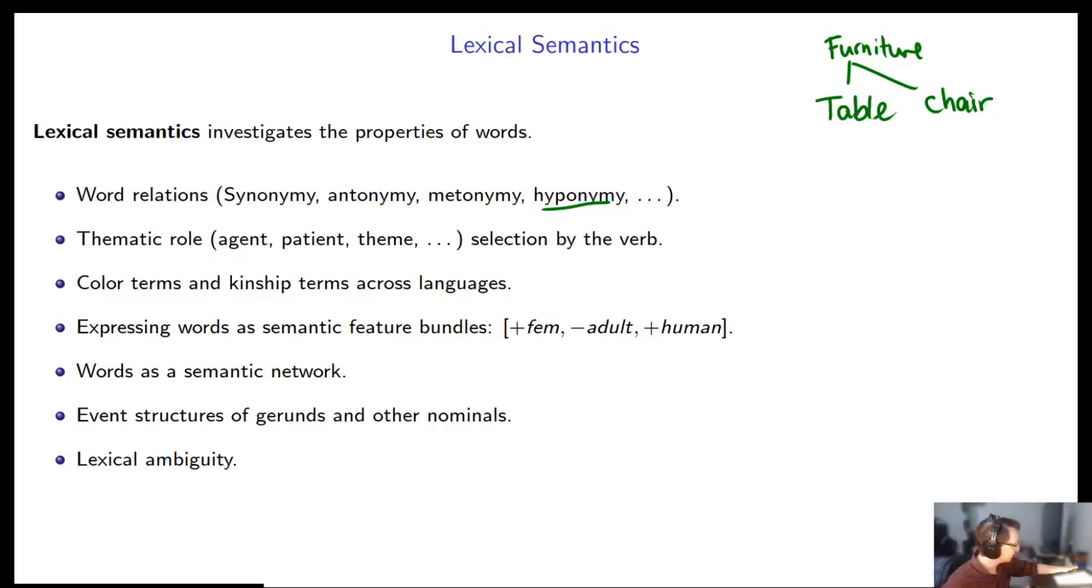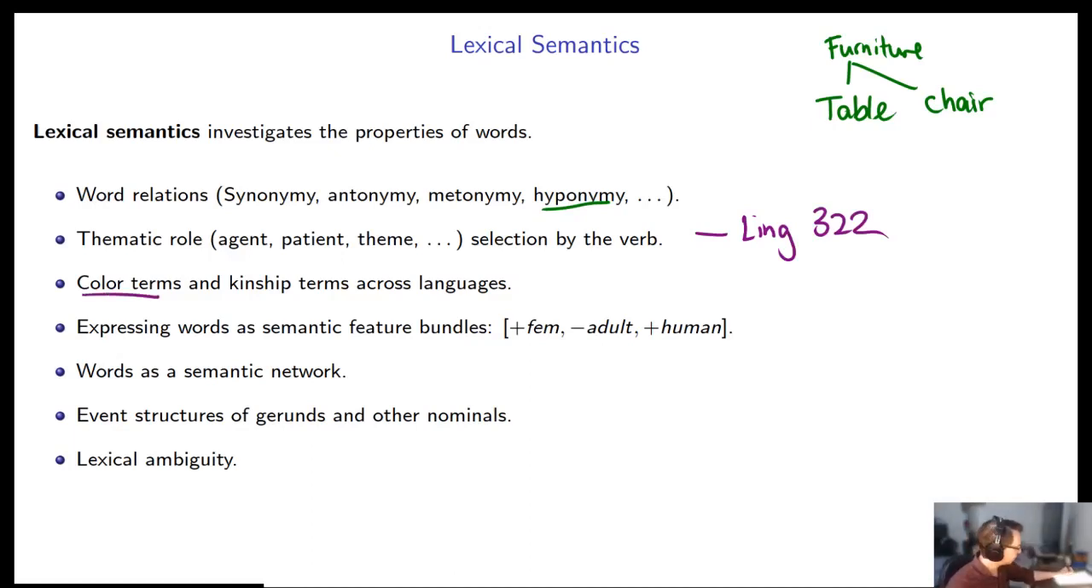Lexical semantics also talks about thematic roles. So this is a heavy topic in LING 322. The latter half of that course is heavily dependent on thematic roles and selection by the verb. So you'll talk about that there.